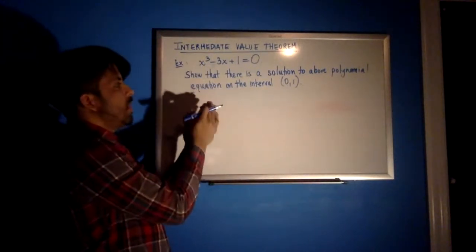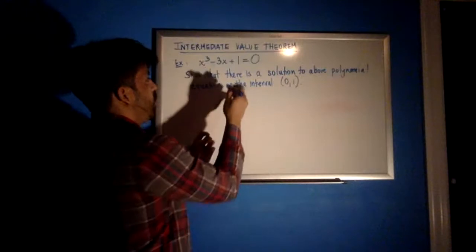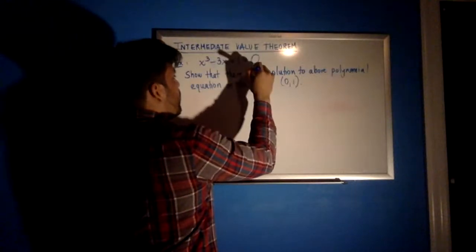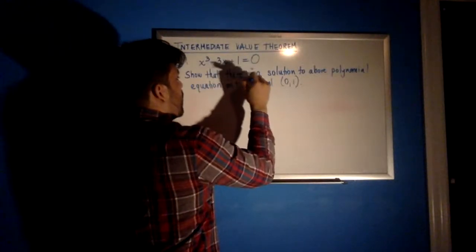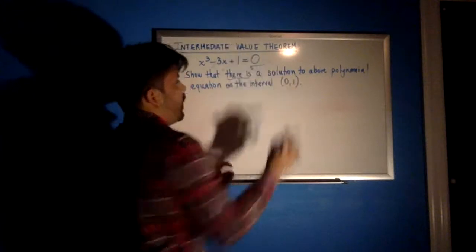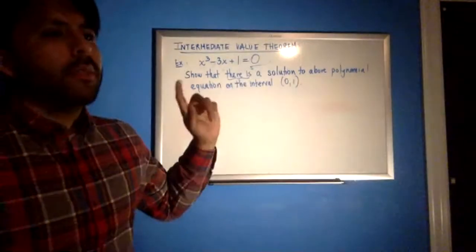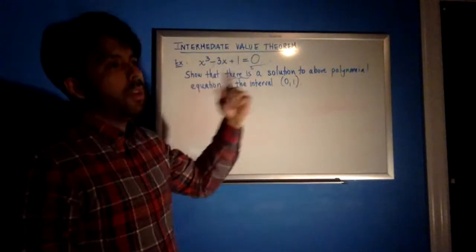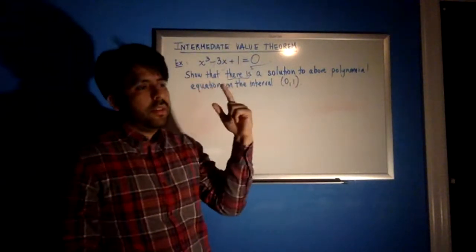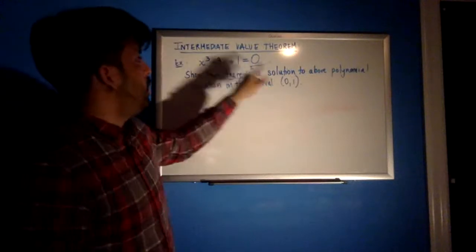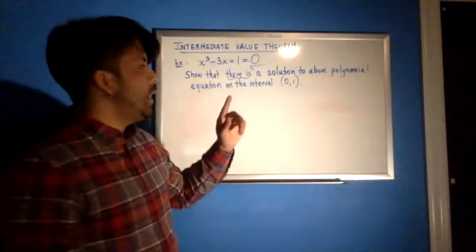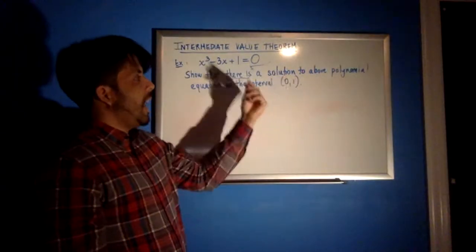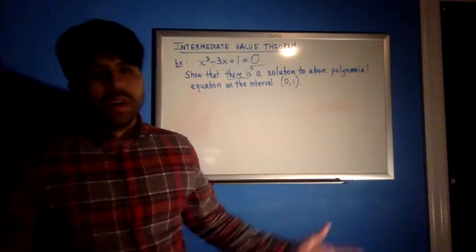I want to show that there is, so this statement here, there is, it's a very, very powerful statement, right? To say that something exists. We're trying to show that something exists. And what is it that thing that exists? It's the solution to this equation. And we're saying that this solution lies between the interval 0 and 1.